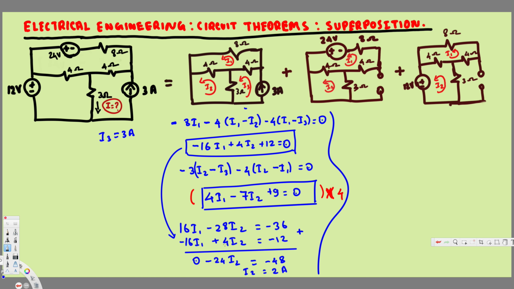I use a different color so we don't get confused. Now again, let's start with this I1. Minus 8 I1, and it's going through this 24 volt source, but it's going from negative to positive. If it's negative to positive, that's going to be a voltage rise, so that's going to be plus 24 volts. And then it's going through this 4 ohm, so that's going to be negative 4 I1, but I2 is going in the opposite direction, so this is going to be minus I2.